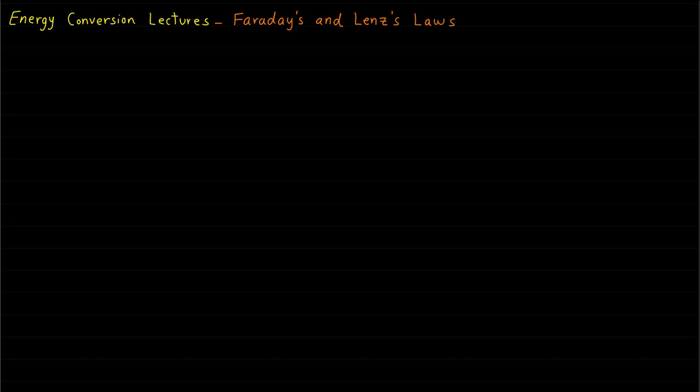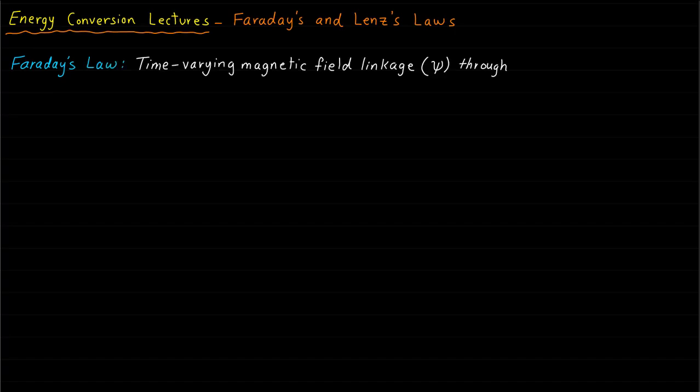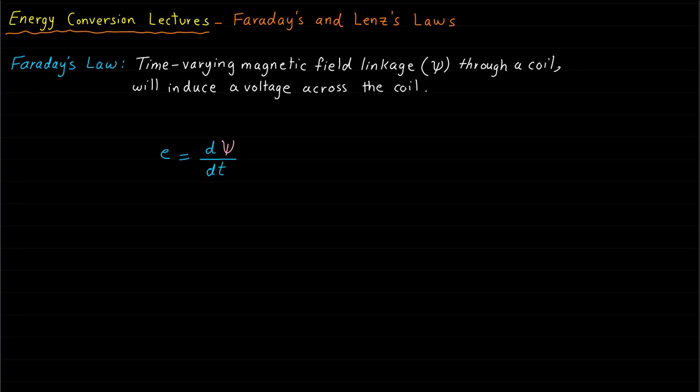In general, Faraday's law states that the time-varying magnetic field linkage psi through the coil will induce a voltage across the coil. The voltage induced across the coil can be denoted by a small letter e and is equal to d psi over dt, and this will equal d n phi over dt.